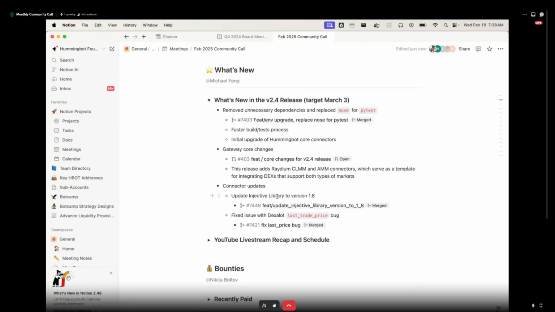There's also been a bunch of updates to the connectors in Hummingbot in this release. In particular, there are some ongoing bounties to fix some issues that people have seen with Dexalot and Injective, and there are also some ongoing upgrades to Bybit and other connectors right now.